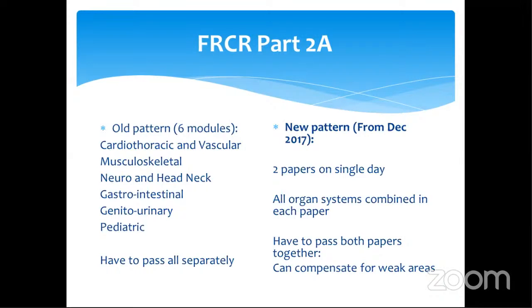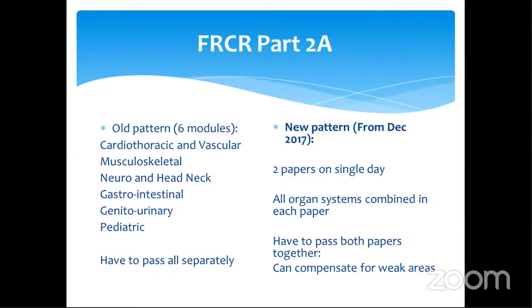Coming to part 2A, there was the old pattern with 6 modules of 6 different organ systems, and all of them had to be passed separately. That was the old pattern before 2017, and it was very difficult then, as you had to be thorough in CBTS completely, and you had to pass, for example, cardiothoracic and vascular separately. You had to pass MSK separately, like that.